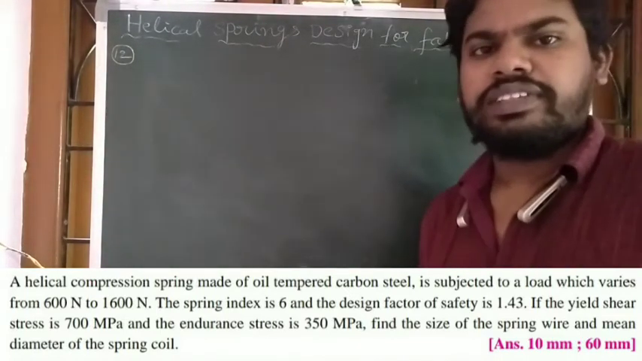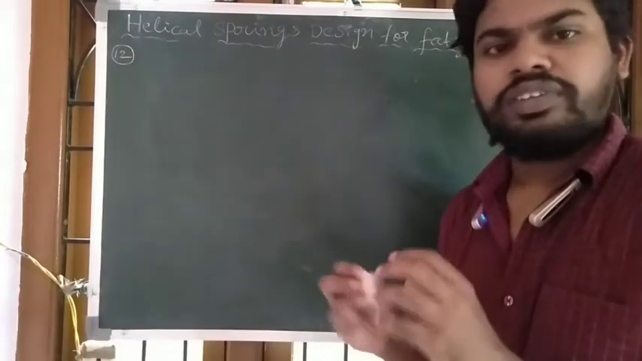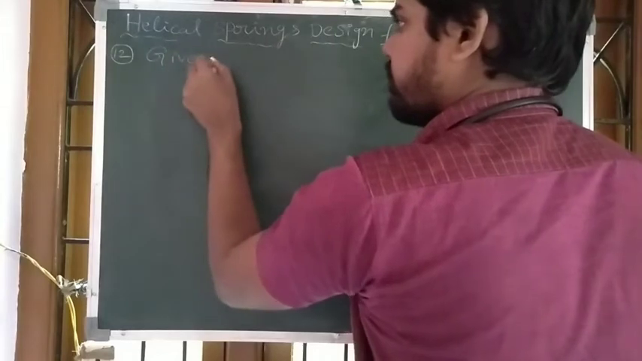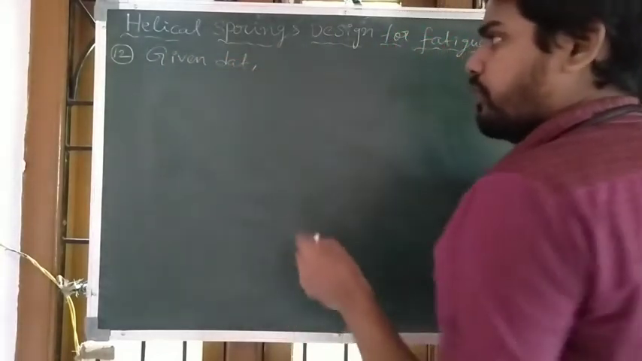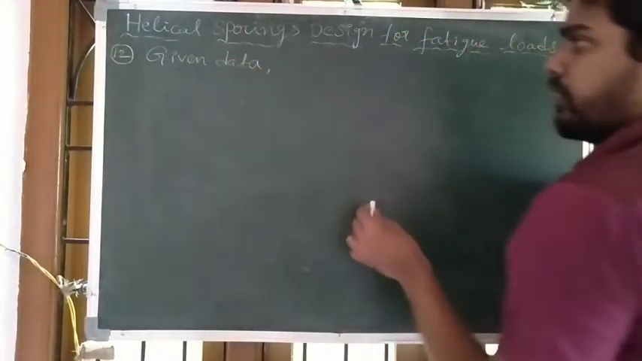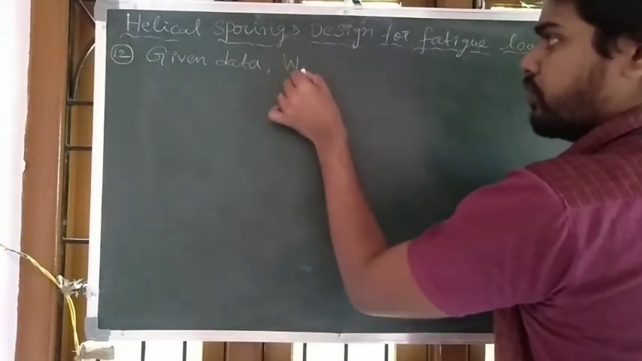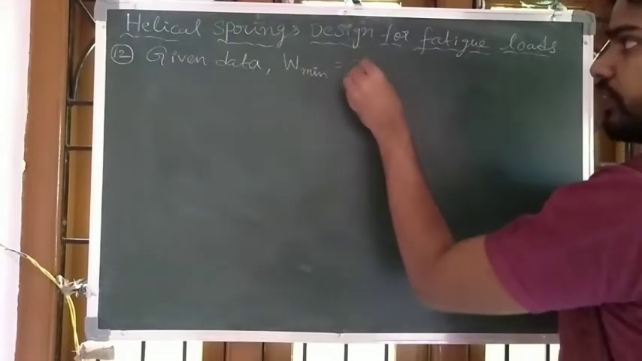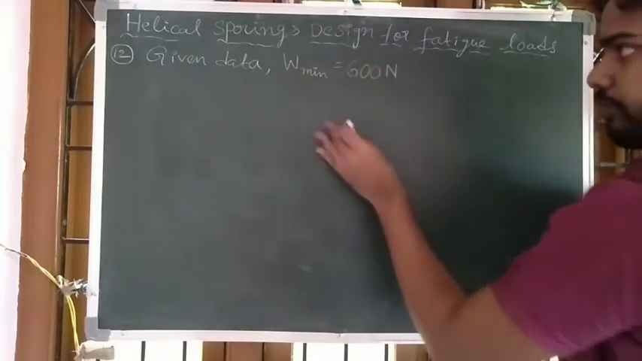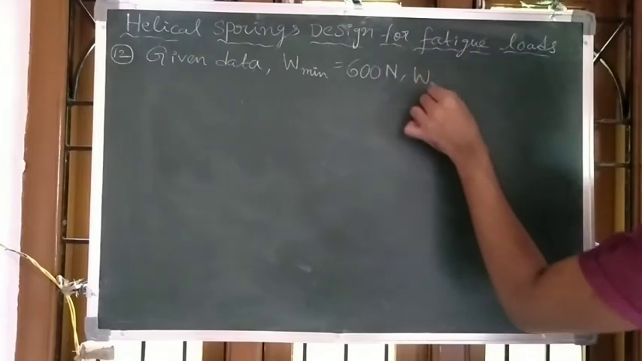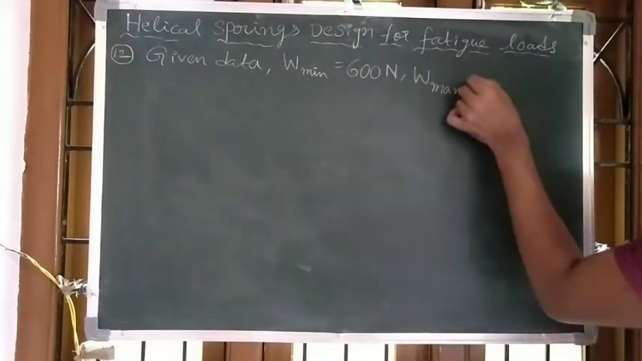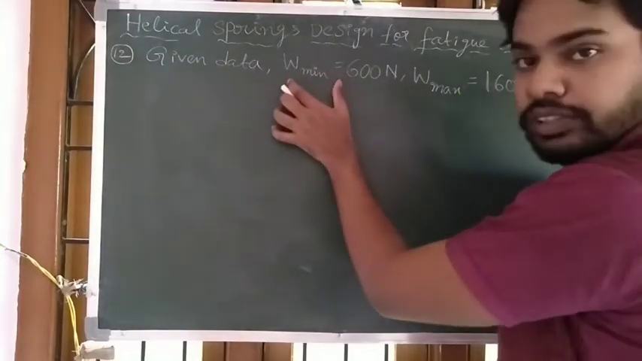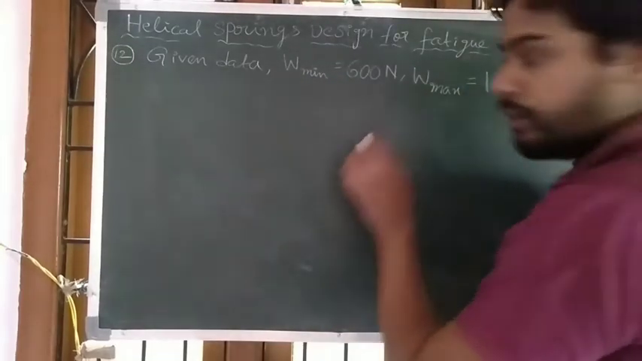As usual, first note down the given data. What is the given data? The load varies from 600 newton to 1600 newton. So the minimum load is 600 newton, and the maximum load, W maximum, is 1600 newton. This is the minimum load and maximum load.